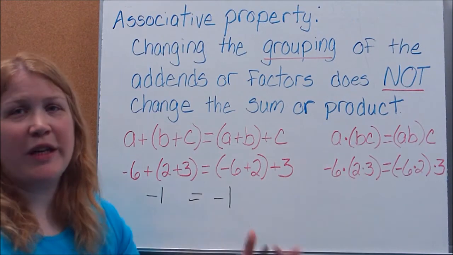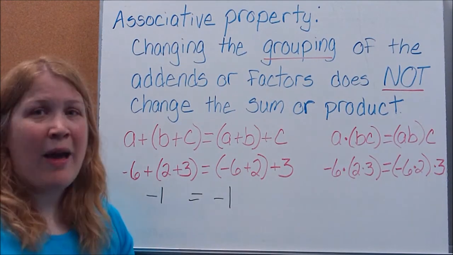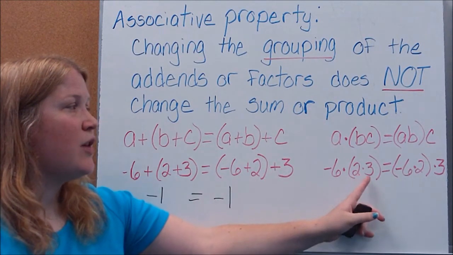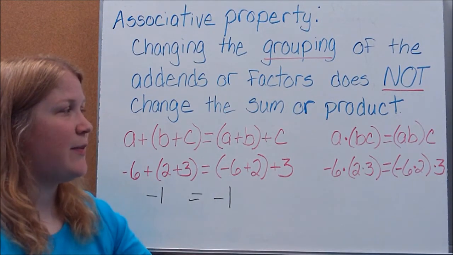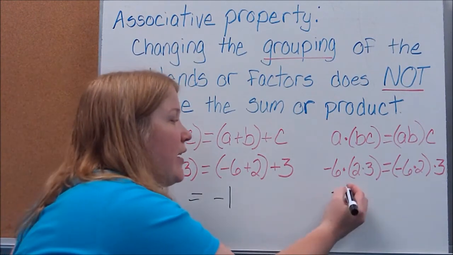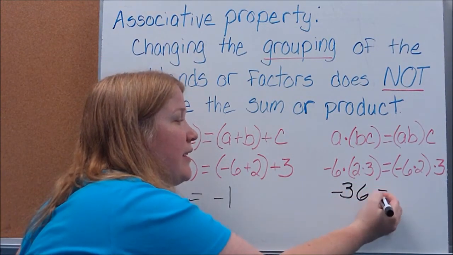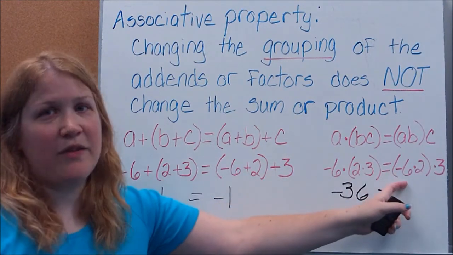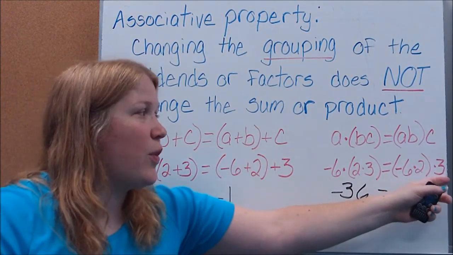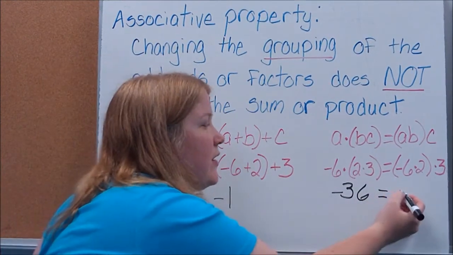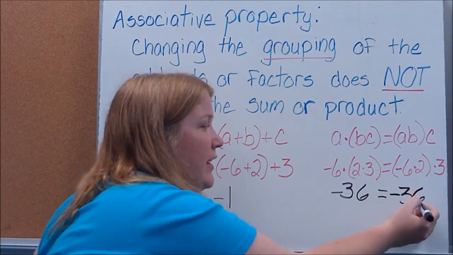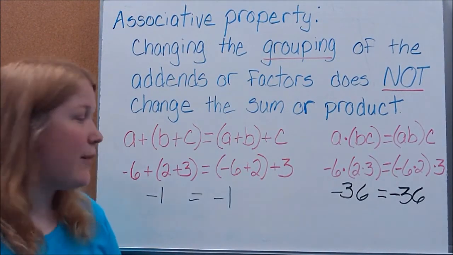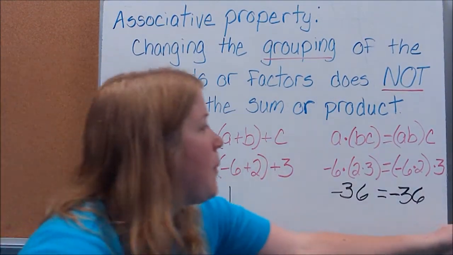Again, the same is true over here with multiplication. Doesn't matter what order I multiply them in, I'm still going to wind up with the same answer. 2 times 3 is 6. 6 times 6 is 36. There's one negative, which means it's a negative 36. Over here, I have negative 6 times 2. There's one negative, so that makes it negative 12. 12 times 3 is 36. There's one negative, so it's a negative 36. So the order in which I'm doing it makes no difference to the problem. I'm still going to wind up with the same answer.